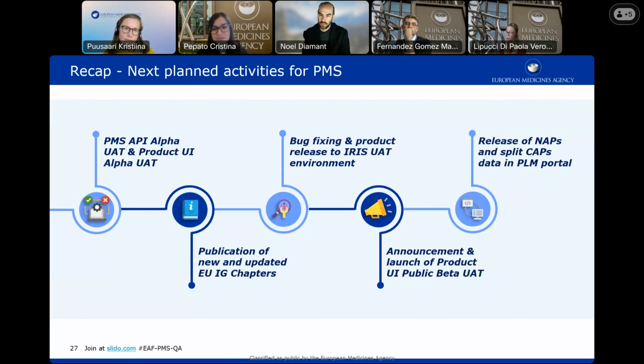This UAT will be a public beta UAT. Beta because it's going to be open for a broader forum of experts who would like to engage with the product UI and test the functionalities and give us feedback. And then finally, the so-called weighted goal for everybody, I guess, is the release of the NAPs and split CAPs product data into the PLM Portal. Of course, this is the last one because, as you can see, all the 4 activities need to be successful before aiming for this goal. We really hope we can make it. Thank you.